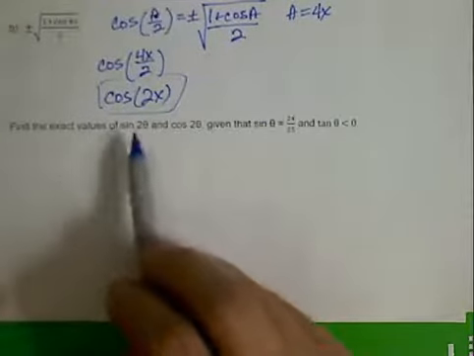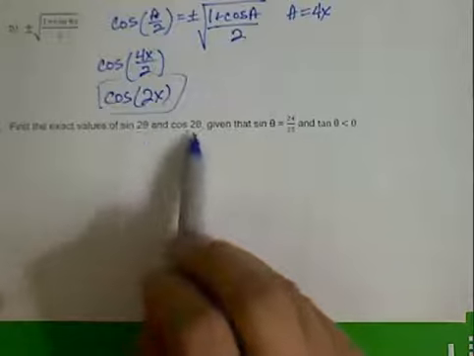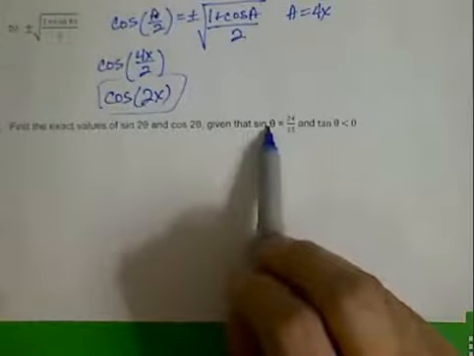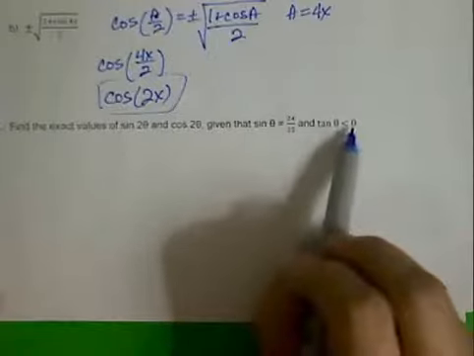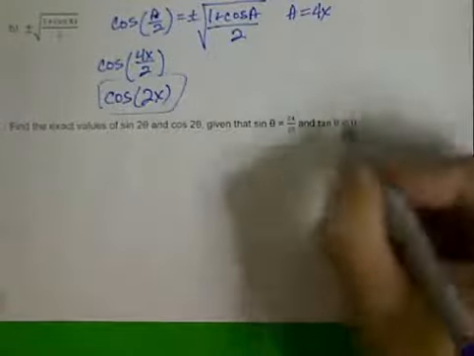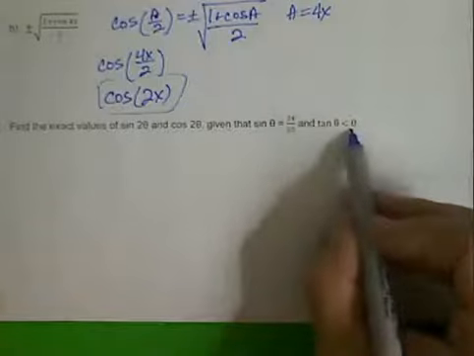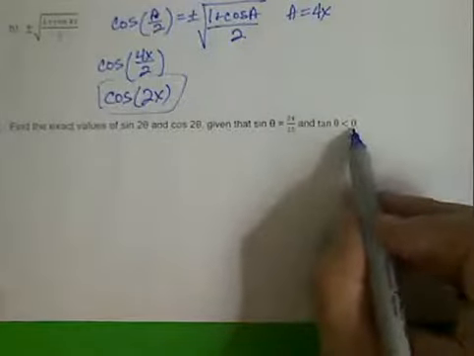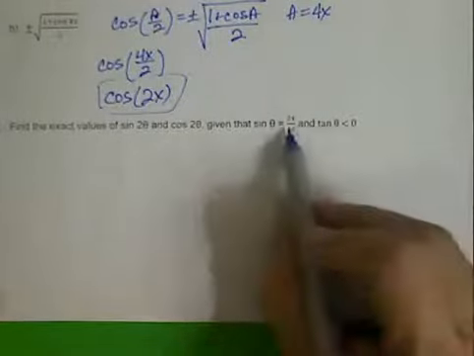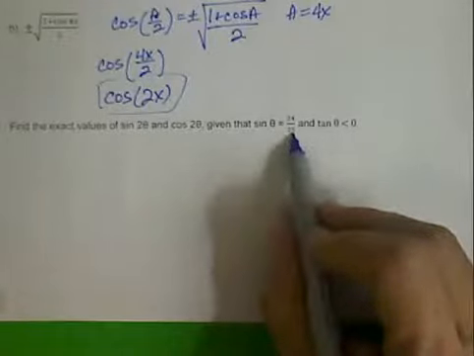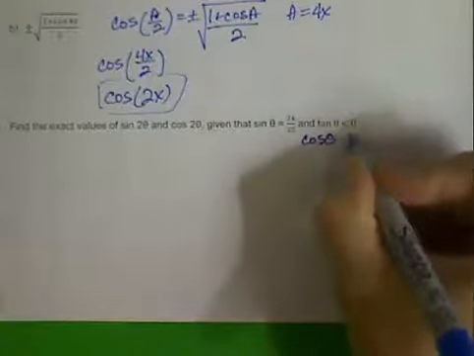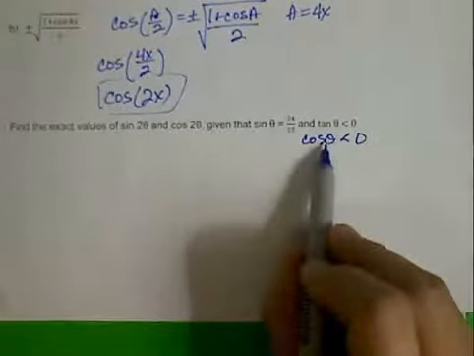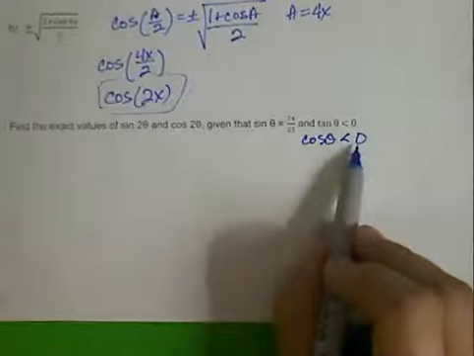Now we're going to find the exact values of sine 2 theta and cosine 2 theta. All we know so far is that sine of theta is 24 over 25 and that the tangent of theta is less than 0. And right away what this tells us, if the tangent of theta is negative, since tangent is sine over cosine, that means that our cosine of theta would have to be negative. So if we're finding a value for cosine, we know it would have to be the negative value.